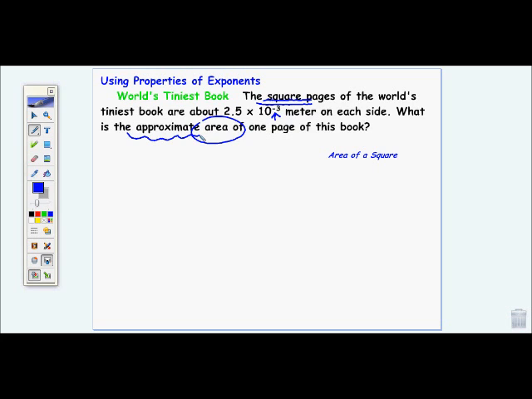So first of all, remember there is a special formula for the area of a square. When we're doing an area model, we always say length times width. But when we're talking about a square, every side is the same length. So that formula is side squared. And that's the one I'm going to push you to use today because it fits in with our lesson. So area of a square equals side squared.